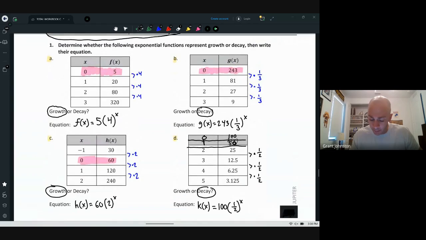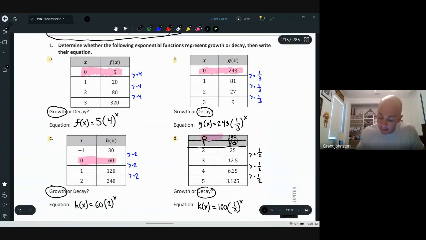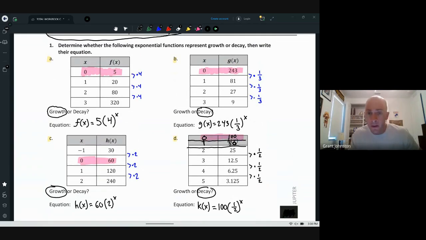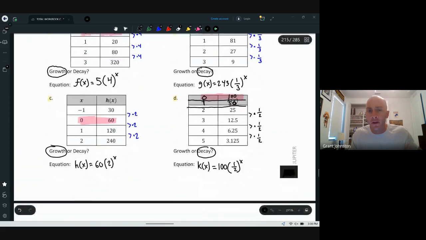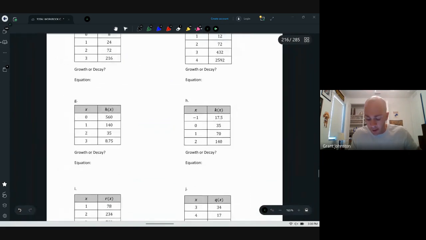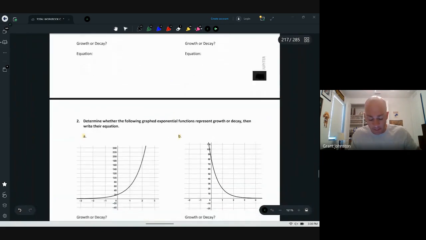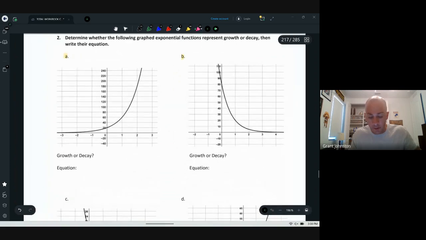Hopefully those 4 examples are a decent amount for you. Let's get on to the graphs now, okay? Because the graphs are just like this, but I'm going to let you do the other tables, do your best with it, and then I'm going to jump on to the graphs.